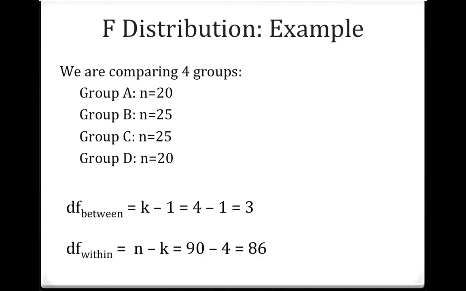Degrees of freedom within groups is n minus k. So the total sample size minus the number of groups. The total sample size here is 20 plus 25 plus 25 plus 20. So we have a total sample size of 90 minus 4 groups gives us 86 degrees of freedom within groups. When we construct the F distribution in Minitab Express, it will call these the numerator and denominator degrees of freedom. Let's go to Minitab Express now to construct an F distribution with 3 and 86 degrees of freedom.